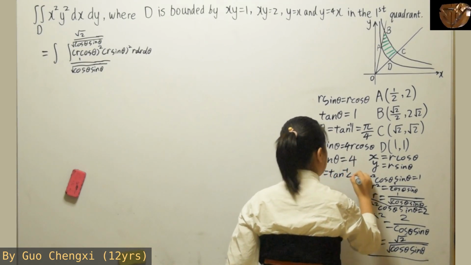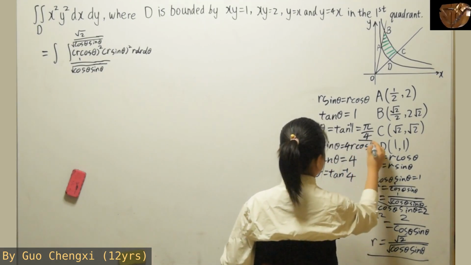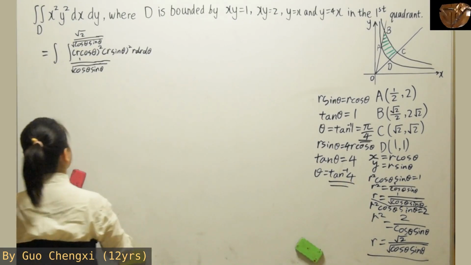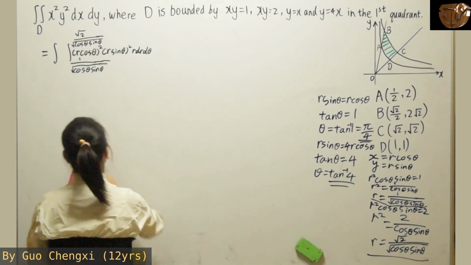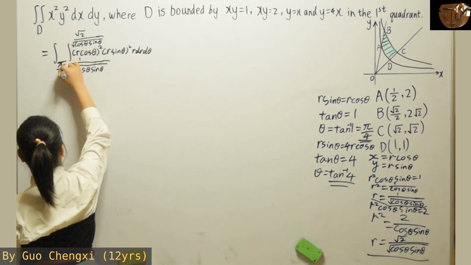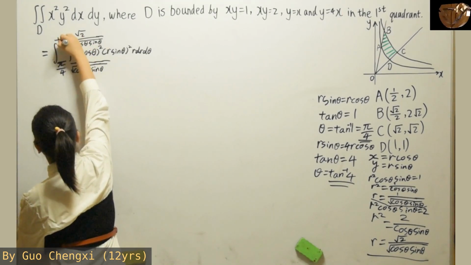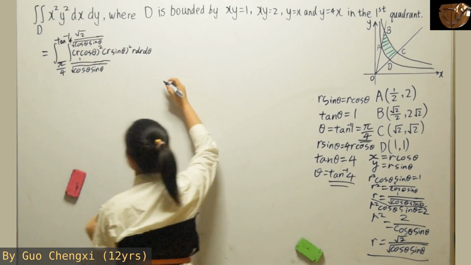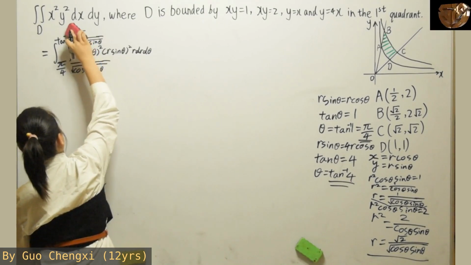Since we cannot solve for inverse tangent 4, we're just going to put it straight into the boundary, which is going to be from pi over 4 to inverse tangent 4. Okay, give me a sec.